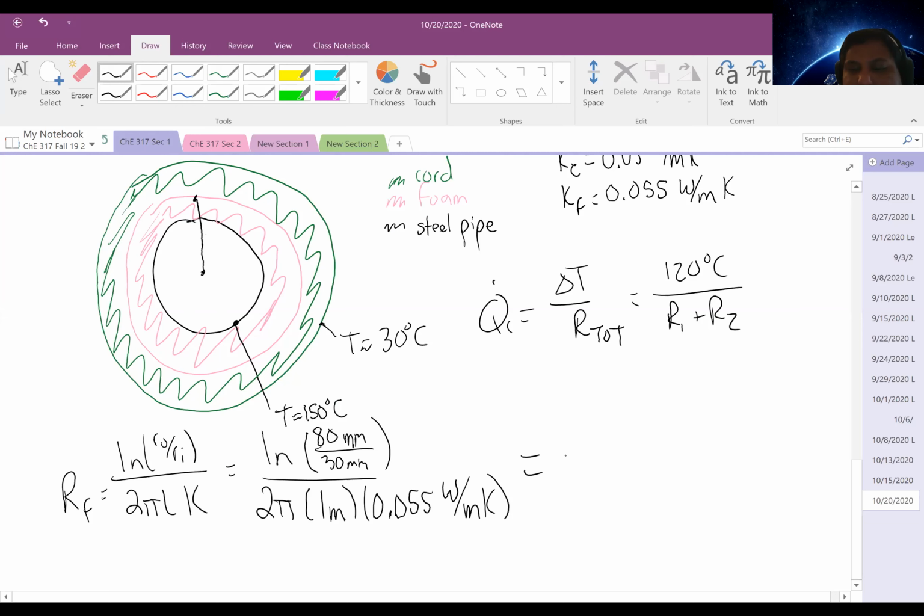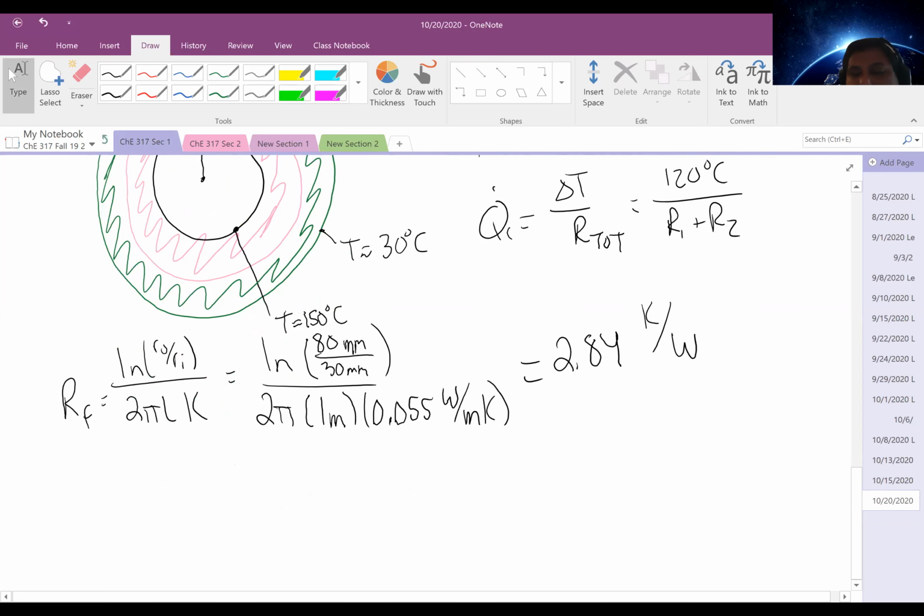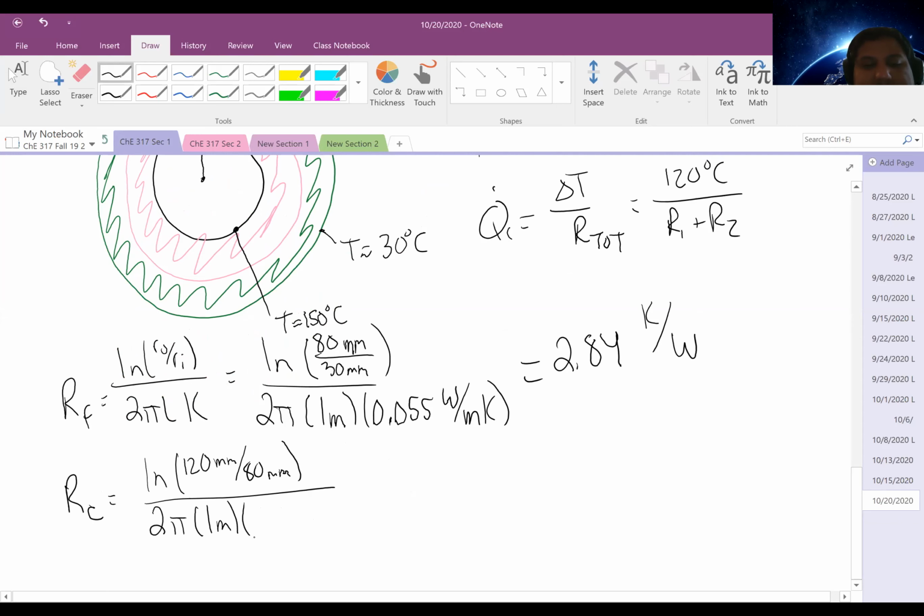So I get a thermal resistance of approximately 2.84 kelvins per watt. So we can do the same thing looking at the cord resistance. And this would be ln of (40 plus the 80 millimeters, or 120 millimeters) over 80, divided by 2 pi Lk, or 2 pi times 1 meter, times the thermal conductivity of the cord, which is 0.05 watts per meter Kelvin.